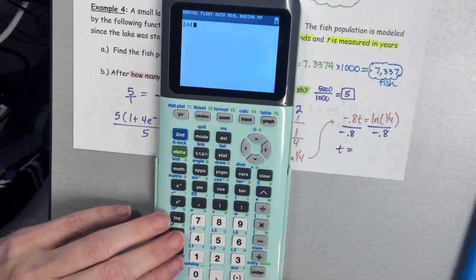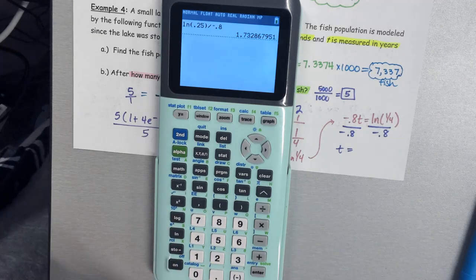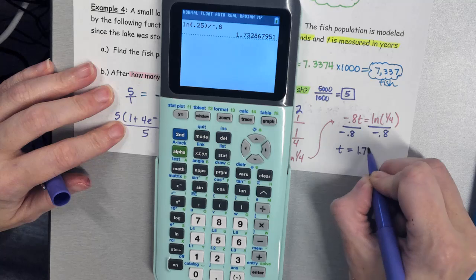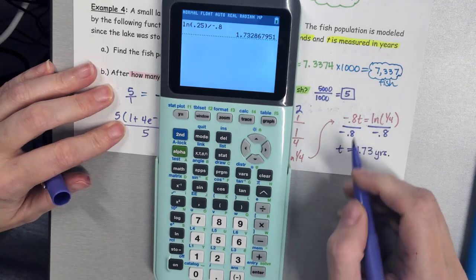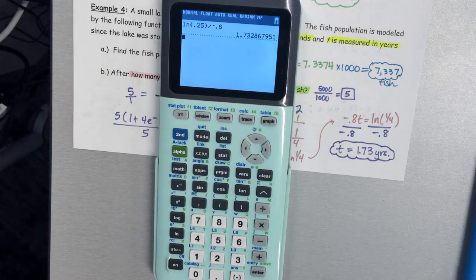Okay, so we have the natural log of 1/4 or 0.25 divided by negative 0.8. So you guys get 1.73 years. Right, so that's almost 3/4 of a year, 0.75. So 3/4 of the year would be how many months? Yeah. It's just 3/4 times 12.